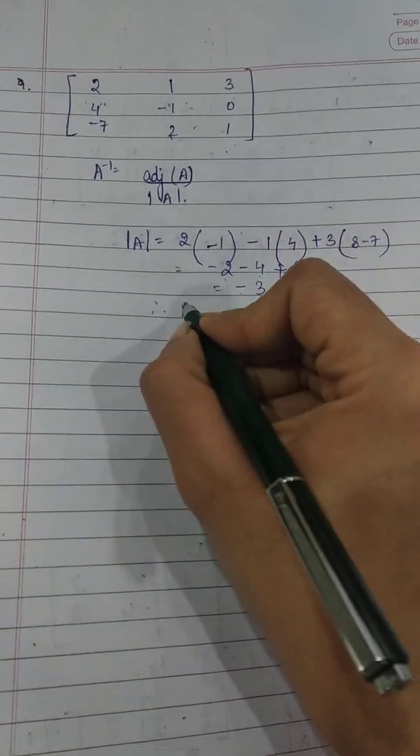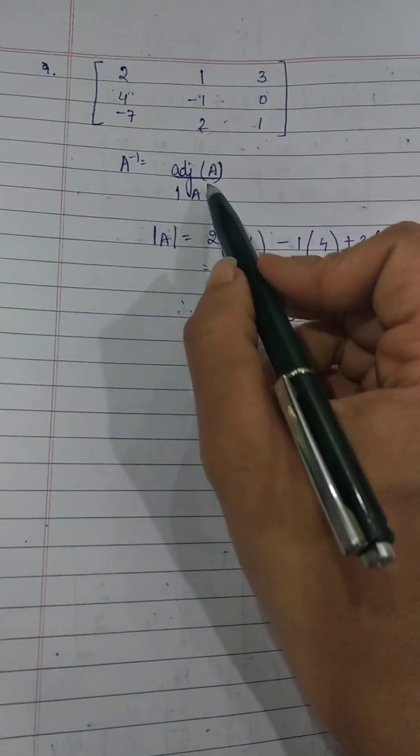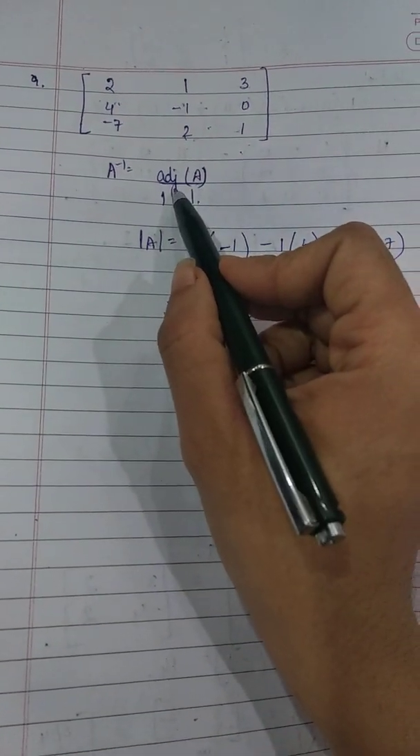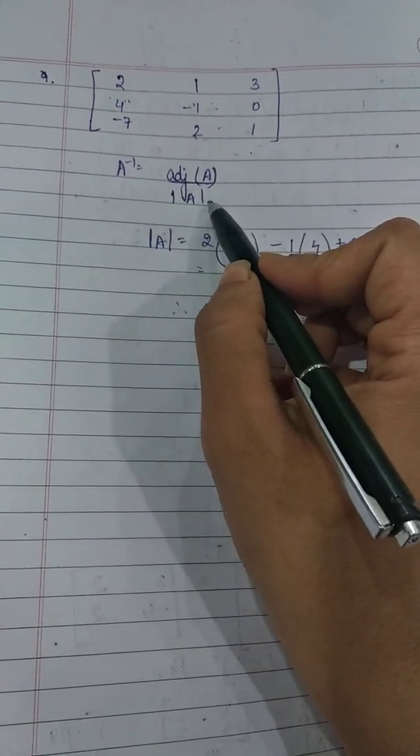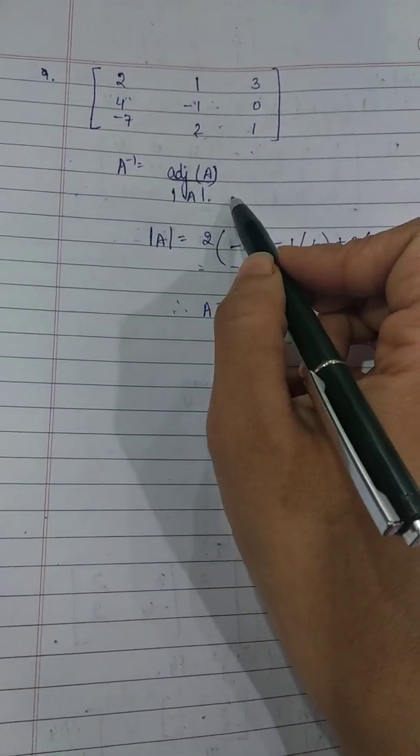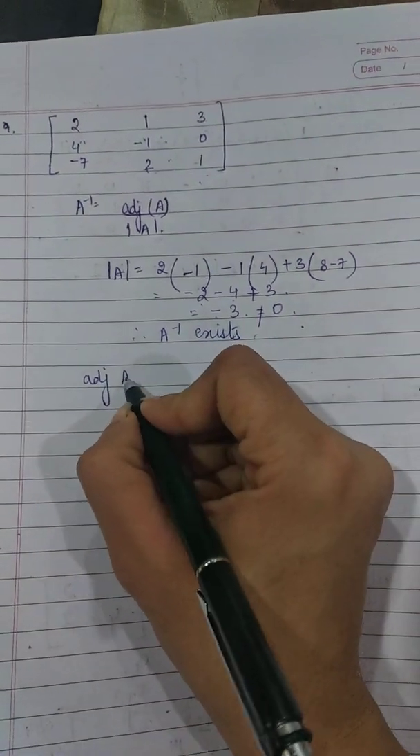Therefore, we can write A inverse exists. Because had the determinant value been equal to 0, the inverse would have been undefined. So since it is not equal to 0, this means the inverse exists, it is well defined. Our next step would be finding out the adjoint of A.